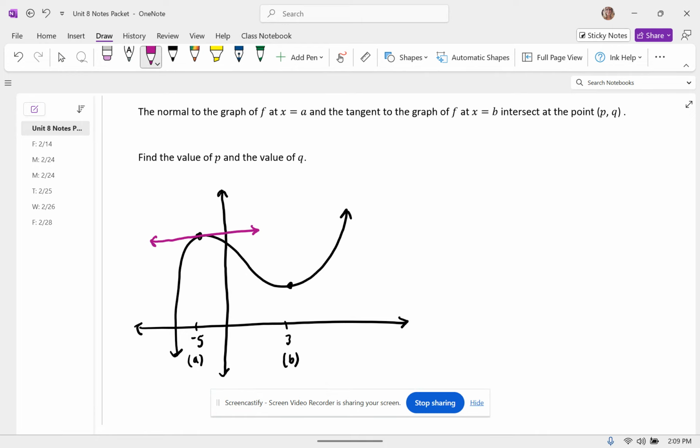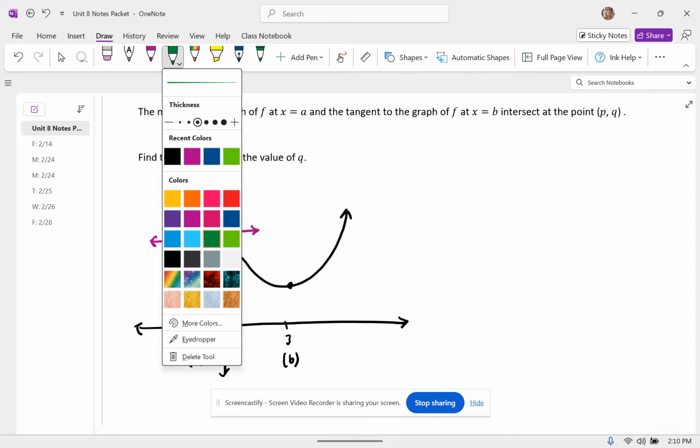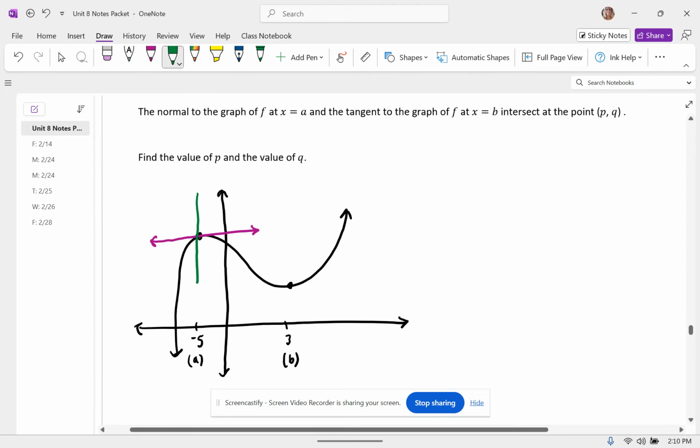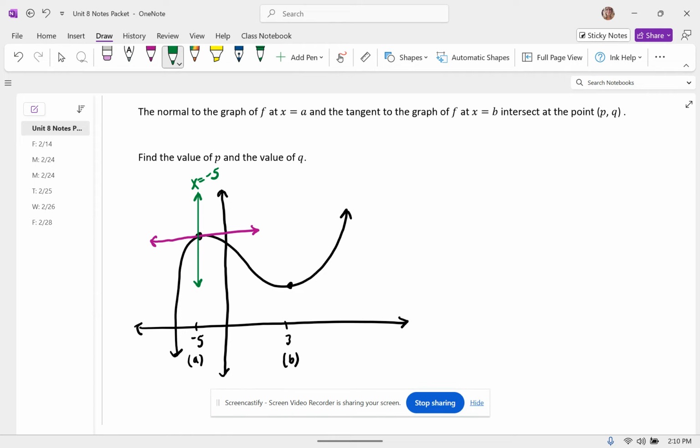So what's the normal look like then? This was from your test, right? What's the normal look like? It's got to be a perpendicular line. And that perpendicular line passes through what x coordinate? Negative 5. So how do you write the equation of a vertical line that passes through negative 5? X equals negative 5. Good job. Okay. So let's just label this because this diagram is already insane. Okay, norm. There he is. Now what?